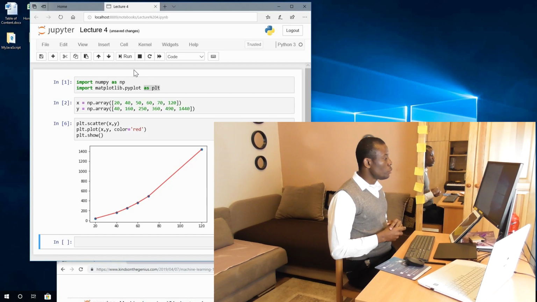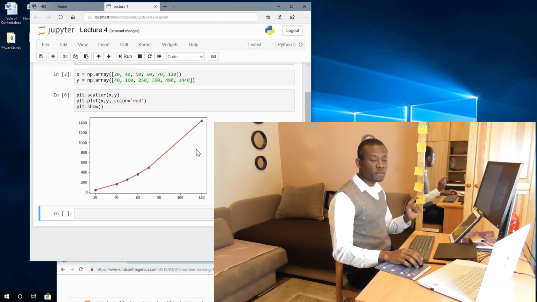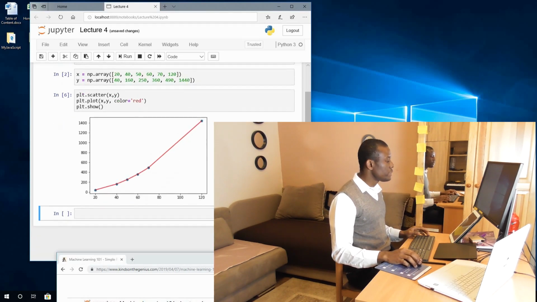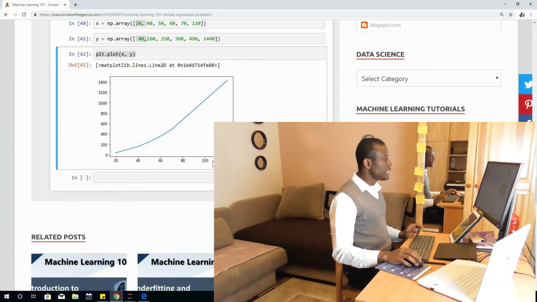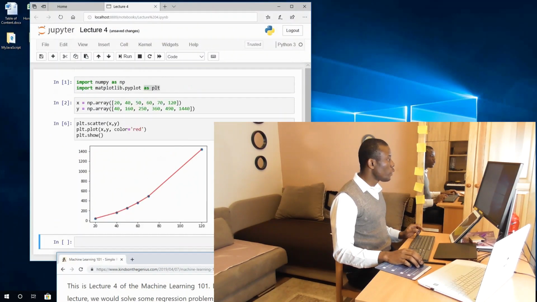So this is how to plot in Python. We actually have not performed the actual linear regression, but we're plotting in Python. So we've now covered lecture 4 in Python.